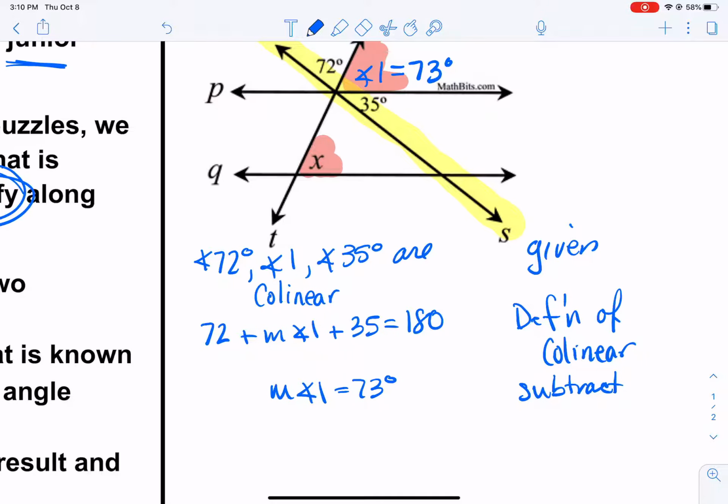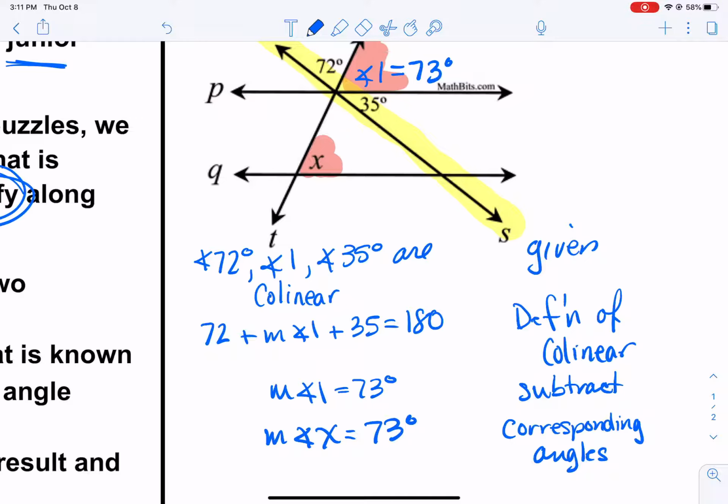Now in red is highlighted angle 1 and angle x. So now I know that the measure of angle x is also 73 degrees because those are corresponding angles. And that's the end of the junior proof. We've been able to justify or give proof for the statements that we've made, and by using the properties that we've used so far, we were able to identify the value for angle x.